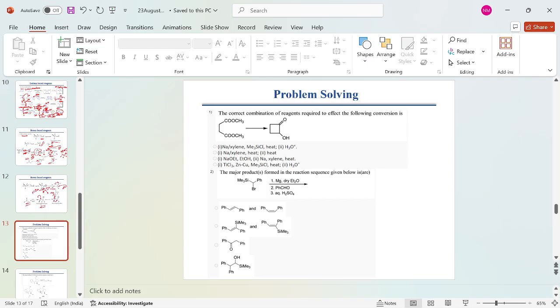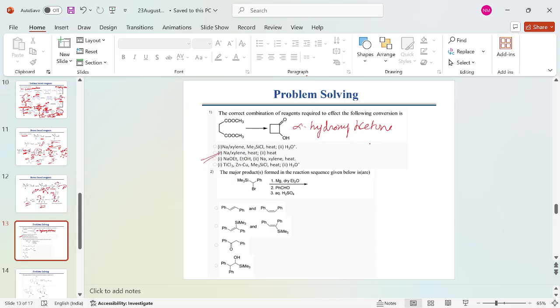Now I'm going to discuss some problems. So first is the correct combination of reagents required to affect the following conversion. So this is alpha hydroxy ketone, alpha hydroxy ketone. This can be generated through the acyloin reaction. So the acyloin reaction is the sodium based reaction. So where is the example? Sodium, xylene, methyl, TMS chloride, heat, HCl plus sodium, xylene, heat. So this will be the right answer.